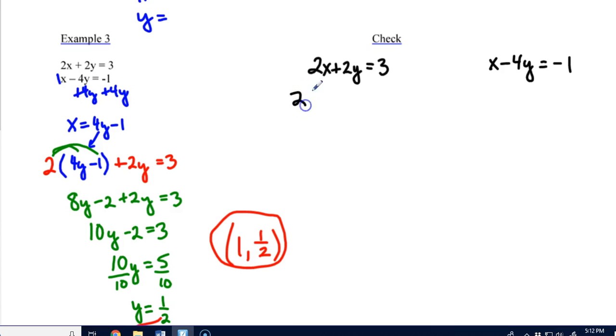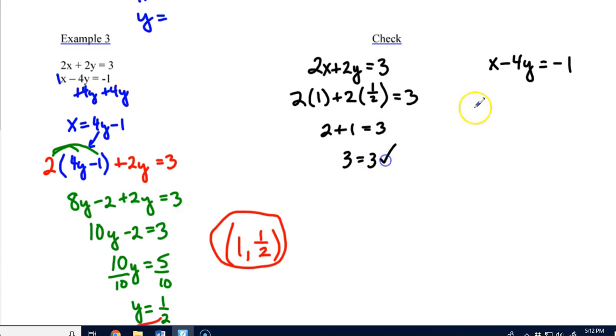Okay, so making those substitutions. And there it is. It checked.